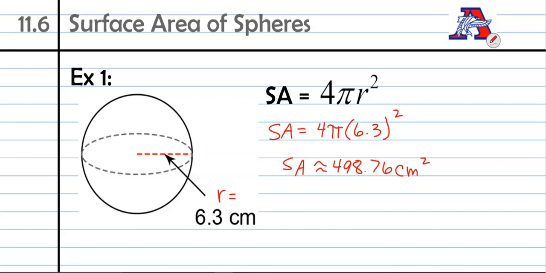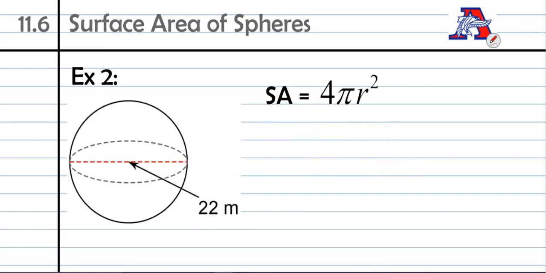And then moving on to example 2, this time we're given a sphere, but we're given the diameter. So in order to find the radius, we just want to cut that diameter in half. So we'll just divide 22 by 2, and we're going to end up with 11 for our radius. Then moving on to our formula, surface area equals 4 pi times 11 squared. And just for the fun of it, I am going to keep the answer in terms of pi to begin with.